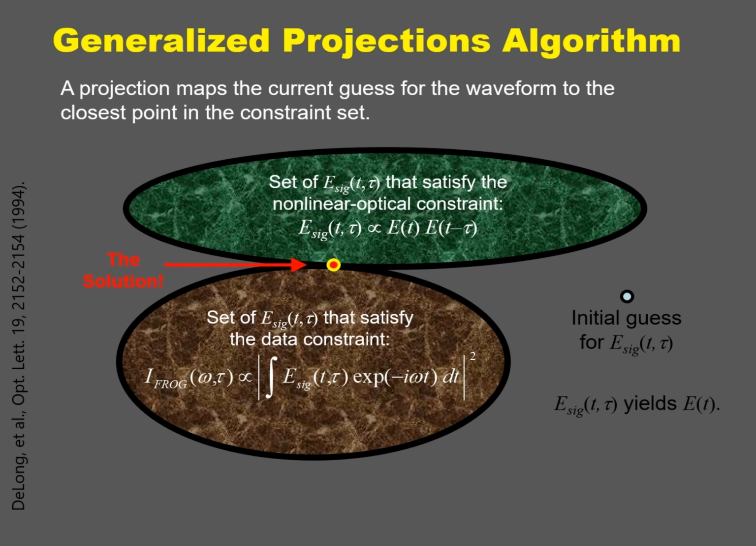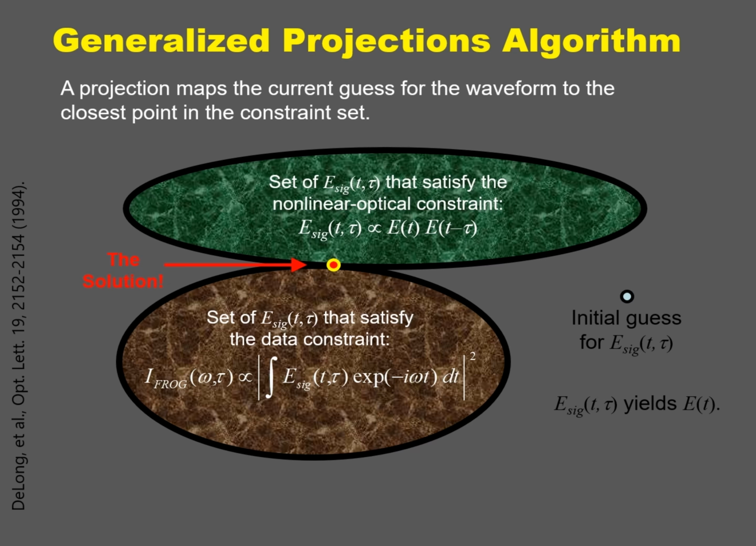So how is the pulse retrieved from its FROG trace? Well, the best algorithms are based on the generalized projections algorithm. A projection maps the current guess for the waveform to the closest point in the constraint set. The green oval is the set of E_sig(t, τ) that satisfy the nonlinear optical constraint that E_sig(t, τ) is proportional to E(t)E(t - τ). The brown oval is the set of E_sig(t, τ) whose magnitude-squared Fourier transform is the measured trace. Both must be satisfied to yield the correct signal field, which yields the correct pulse.